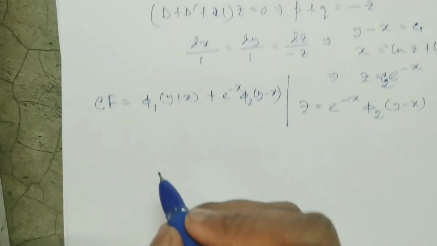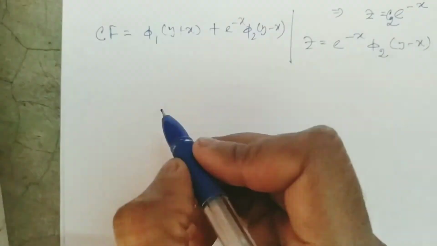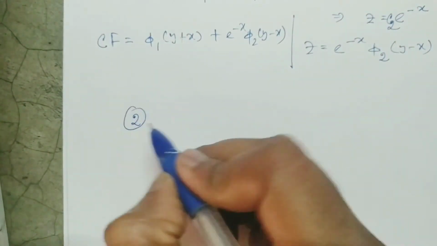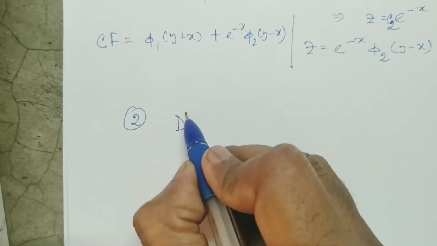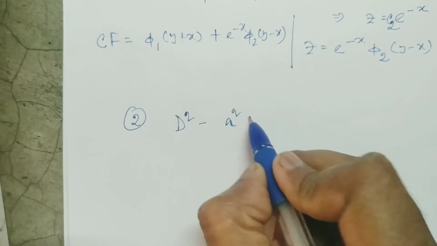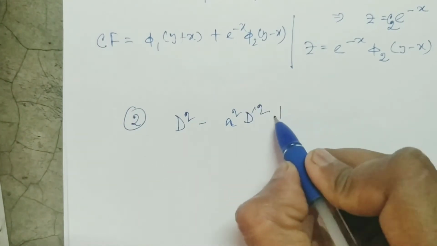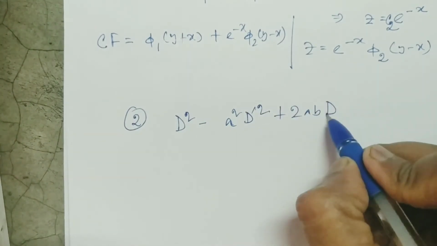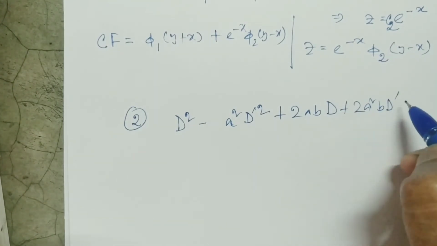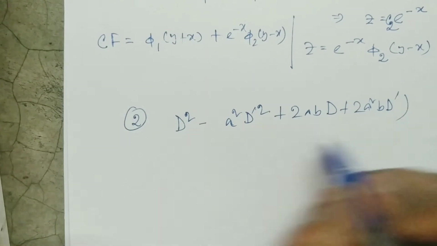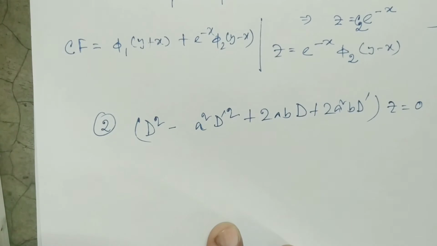Then the next problem. This is D square minus a square D dashed square plus 2ab D plus 2a square b D dashed operating on z is equal to 0. Let me check once again. I'm so bad at copying these problems. Okay.